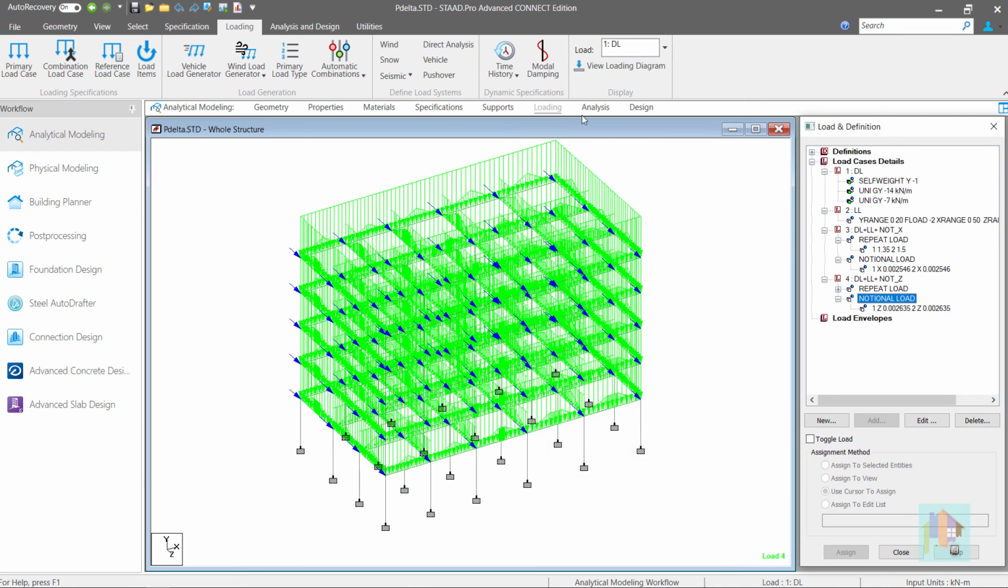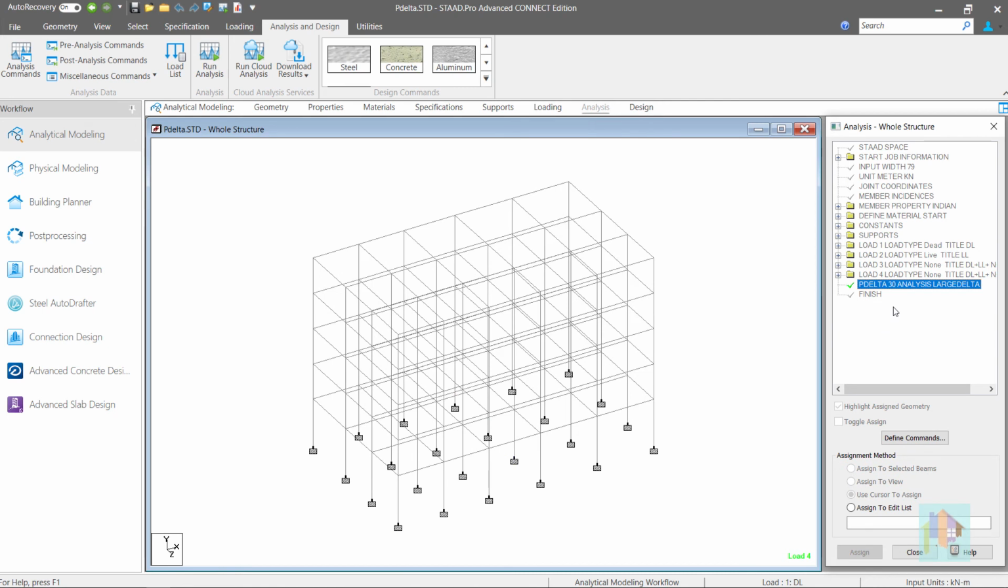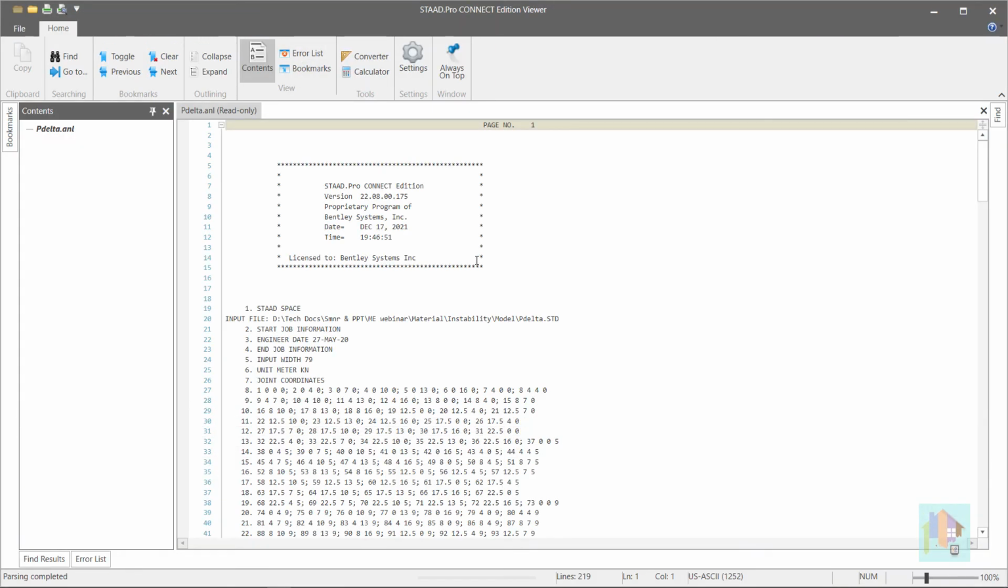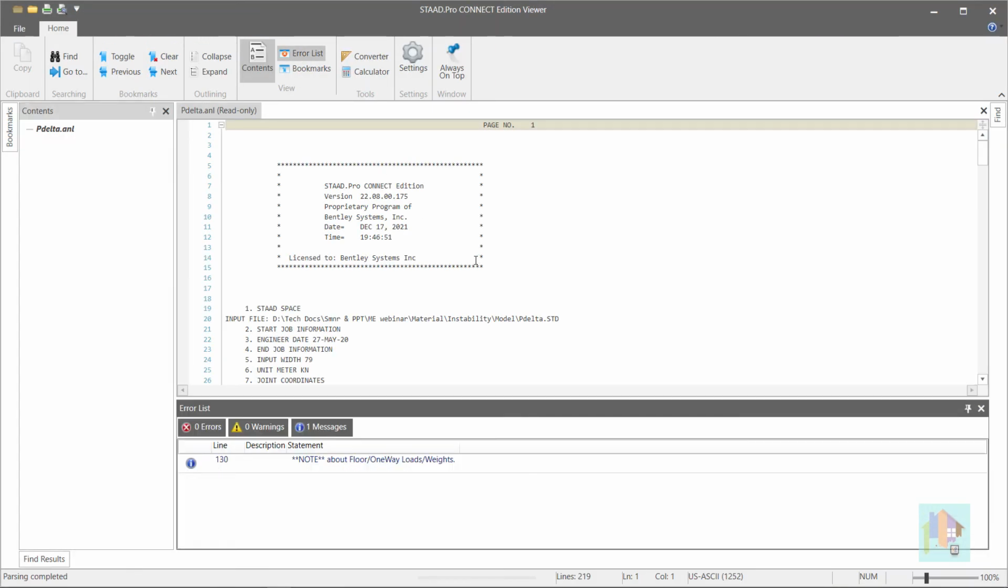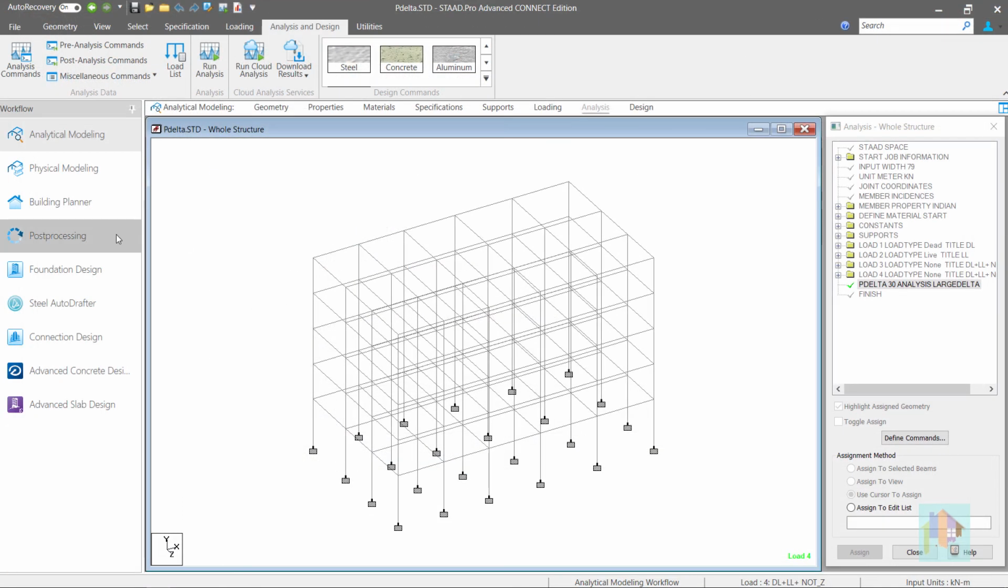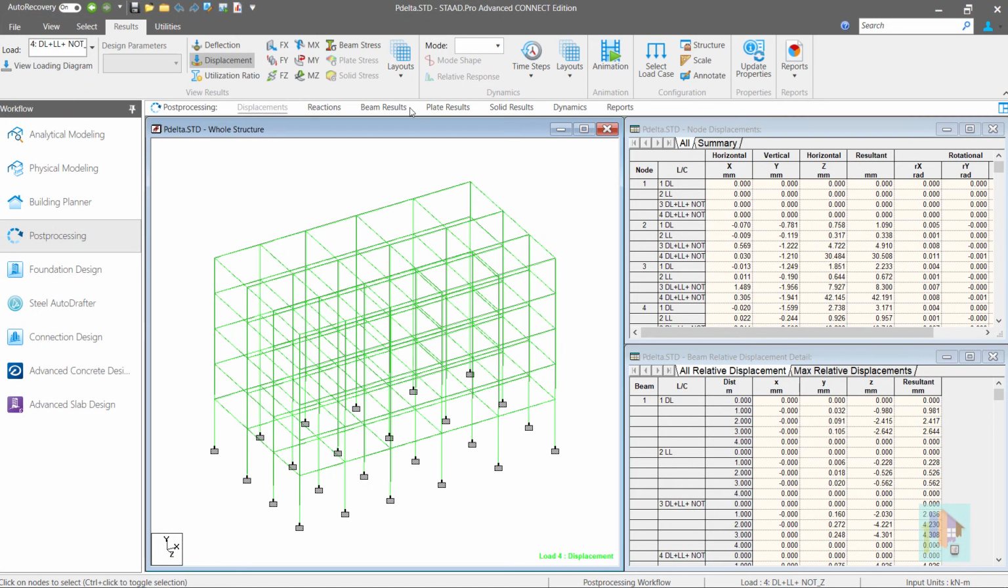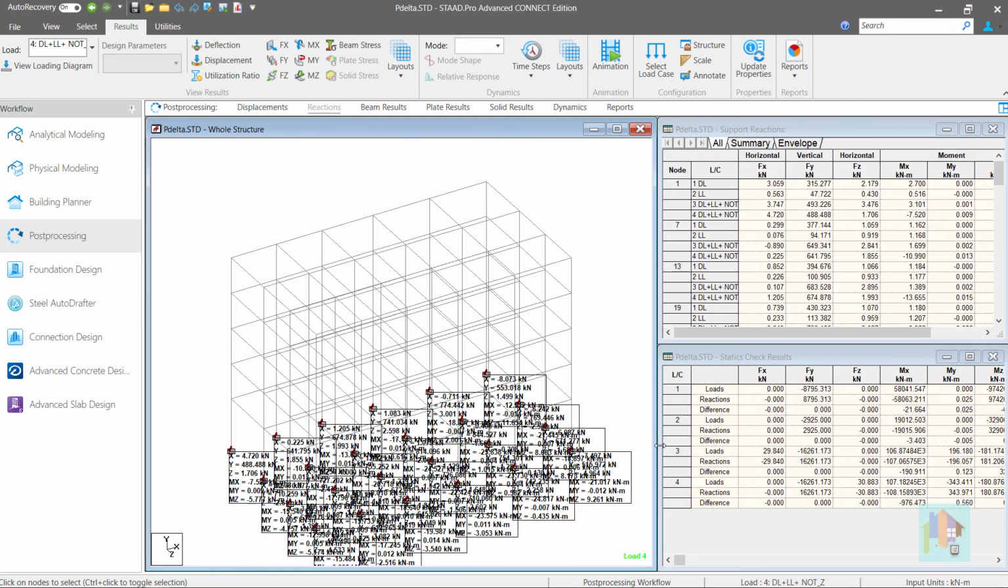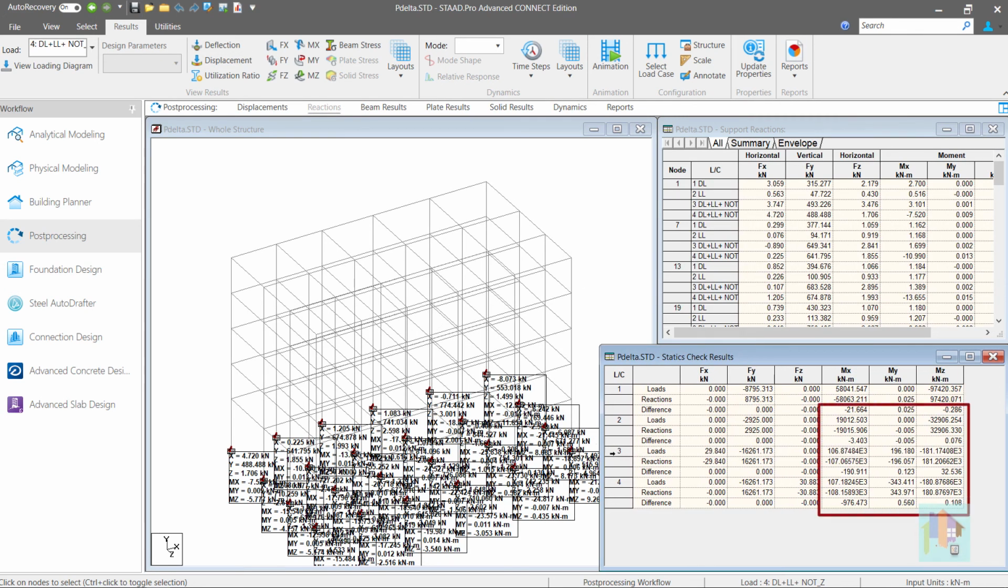A second order P delta analysis is performed to consider the second order effects during analysis and member design. There is no warning reported for this model, only one note. In the statics check results, we can notice for all load case, there is a difference between applied moment and reaction values. Does this mean this structure is unstable?